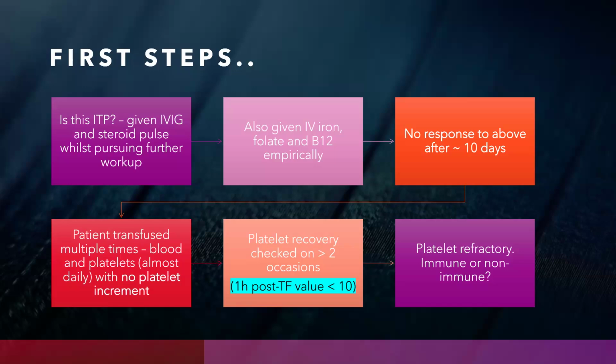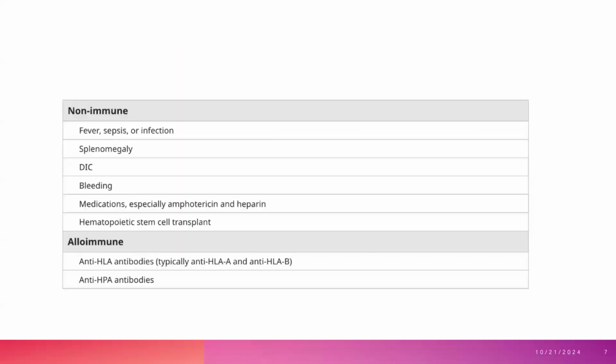And our first thought there is: is this immune or non-immune? Just as a reminder to all of us and to the trainees, this is a common question in exams. What are the causes of non-immune platelet refractoriness? The common culprits are fever, sepsis, infection, splenomegaly, and DIC. Obviously, diagnosed or undiagnosed bleeding, as well as a number of medications. This patient wasn't post-transplant, but the other side of the coin is immune-mediated platelet refractoriness, in which case we would be looking for anti-HLA and anti-HPA antibodies.